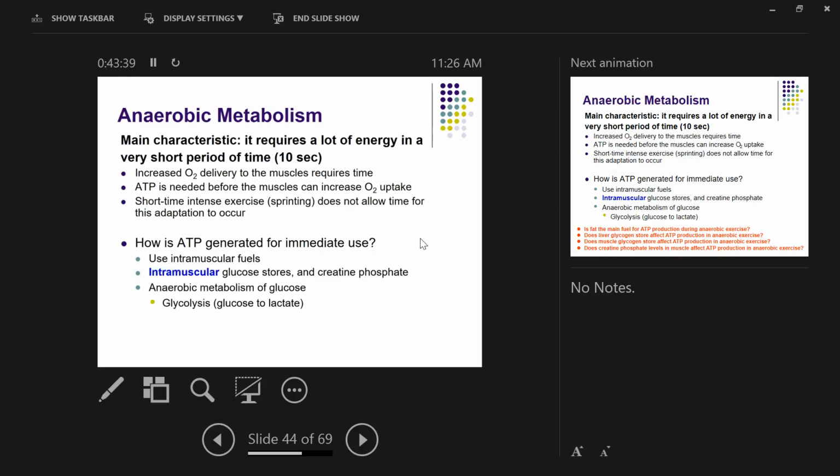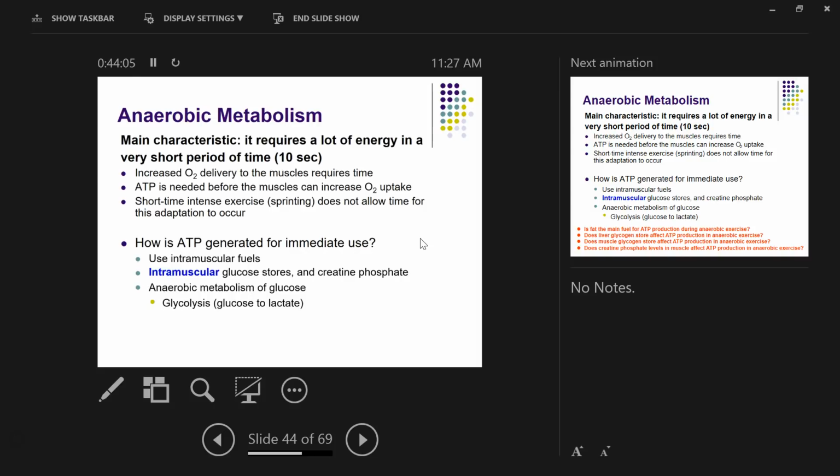It also takes time for the liver to break down glycogen and deliver glucose from the liver to the muscle, so that's not going to happen within the 10 seconds. So everything already present in the muscle can be immediately used for energy: muscle glycogen and creatine phosphate.